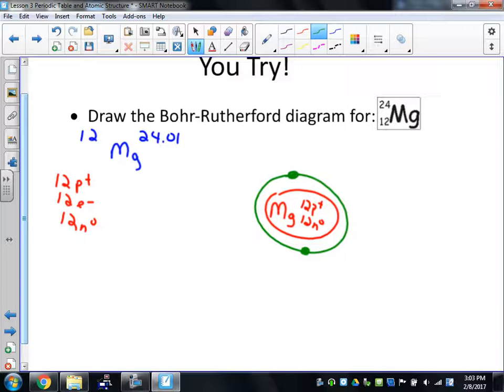Then, in the second energy level, I can have 8, right? As much as 8 if I need to. Do I need 8 in that second one? Yeah, because I need to get all the way up to 12, right? So there's 2. Another 8 is only going to get me to 10. Yes? So I need to do 8. This is how they get filled up.